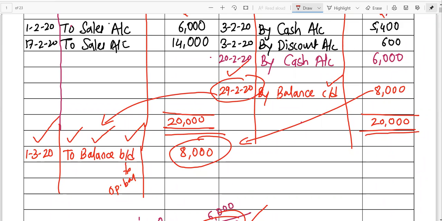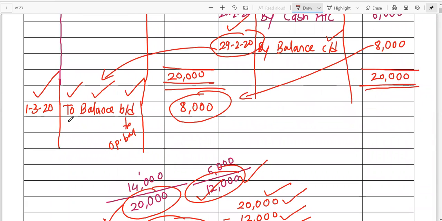Opening balance. Sir, how come this is opening balance, sir? For March, this is opening balance. This balance is on 1st March. For the month of March, this is opening balance 8,000. Here all the transactions of March will come now. Are you getting me? Then we will do balancing on March.